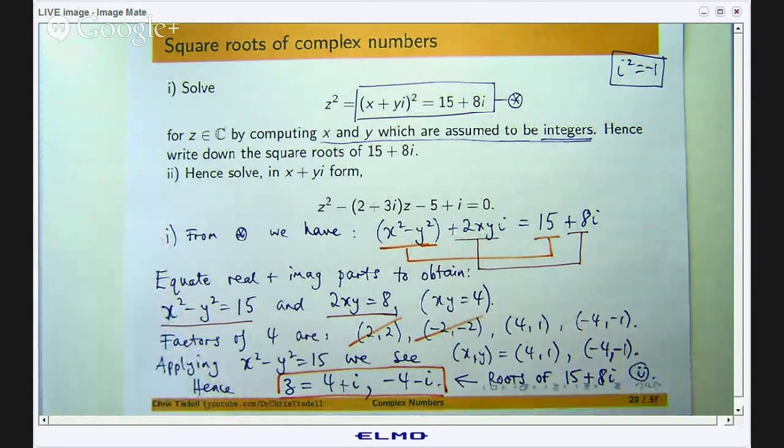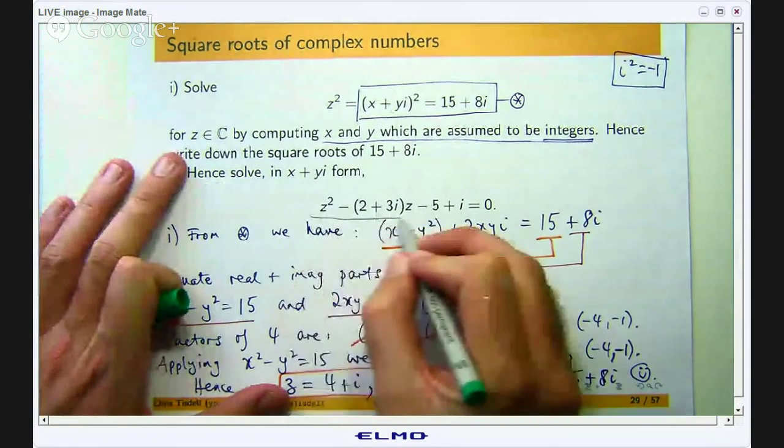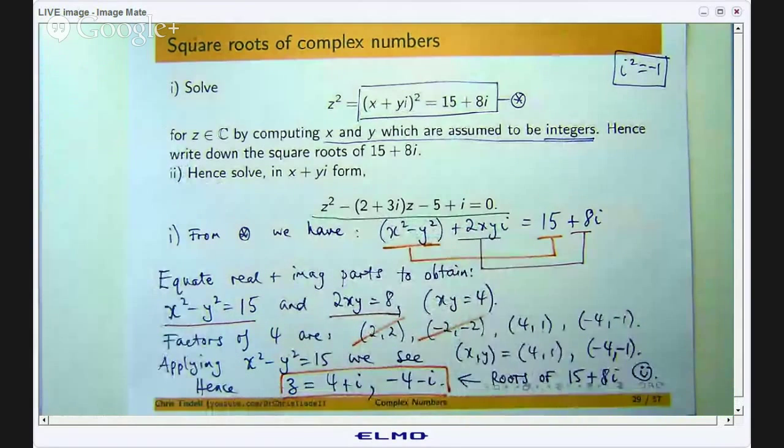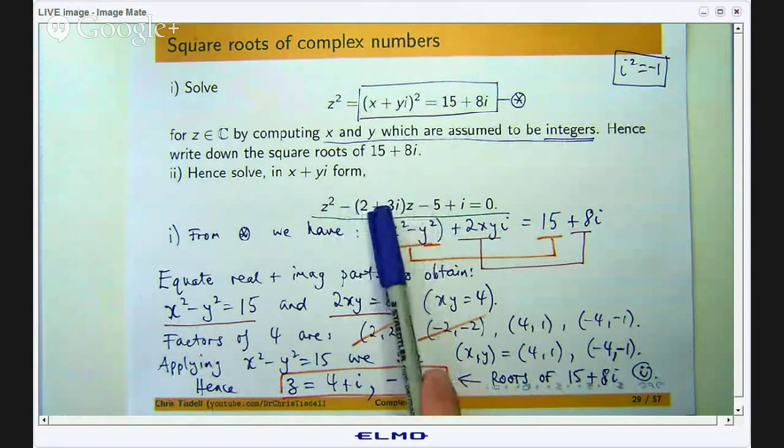Okay, so that's the first part done. So let's go and see if we can solve the second part. Now, the second part is just looking at a quadratic equation, which you have seen at high school. But this one has a twist. You have got coefficients that are complex numbers.